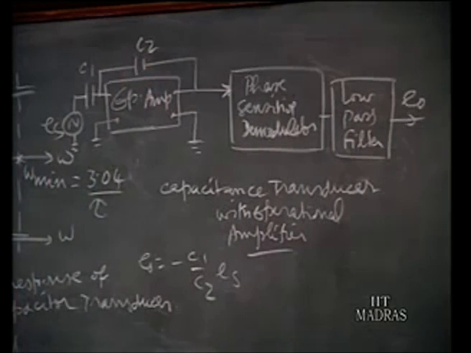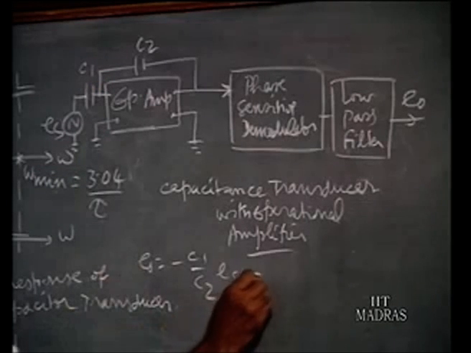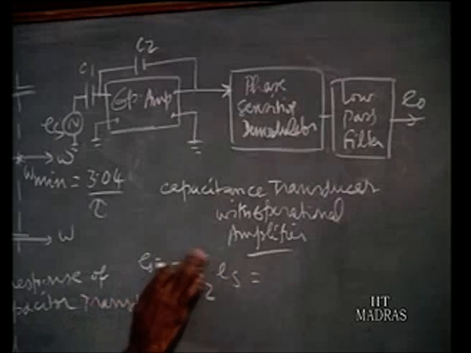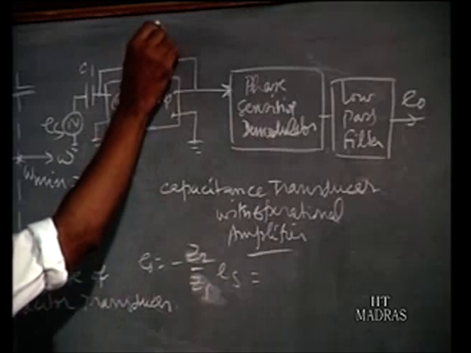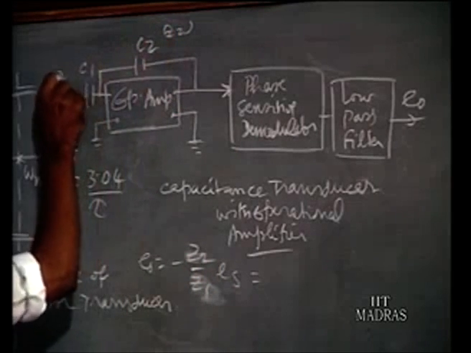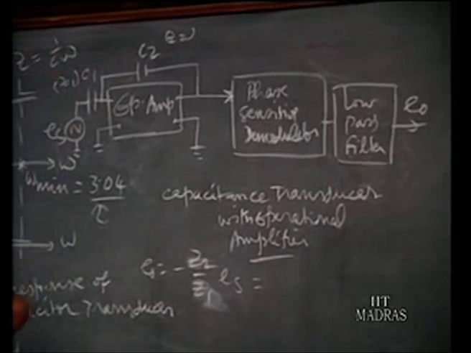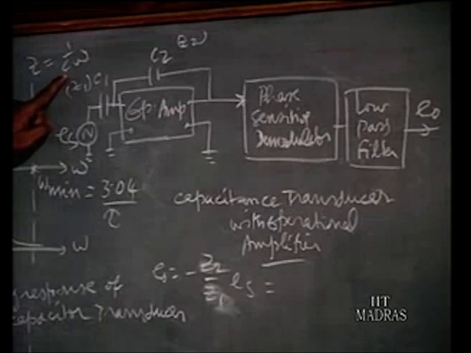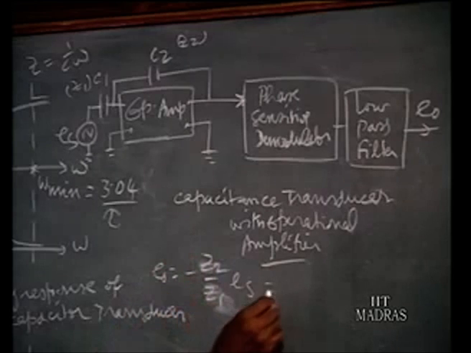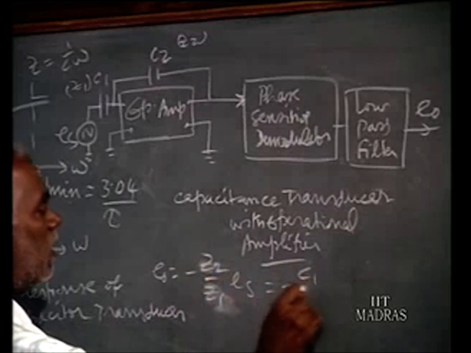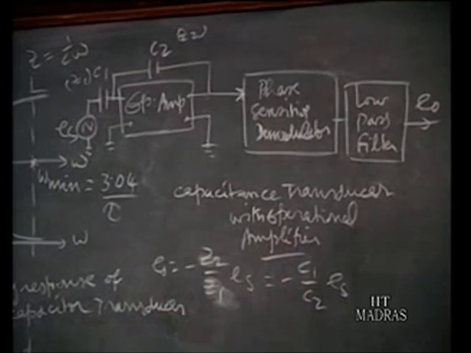You can select the variations, either you can put the variation in C1 or C2, because actually EO is equal to Z2 by Z1. This gives the impedance of Z2 and the impedance of Z1. Now we know the impedance of a capacitor C is equal to 1 by C omega. Since it is inversely proportional, you will find minus C1 by C2 times ES, because Z1 is inversely proportional to C1, so it goes up.